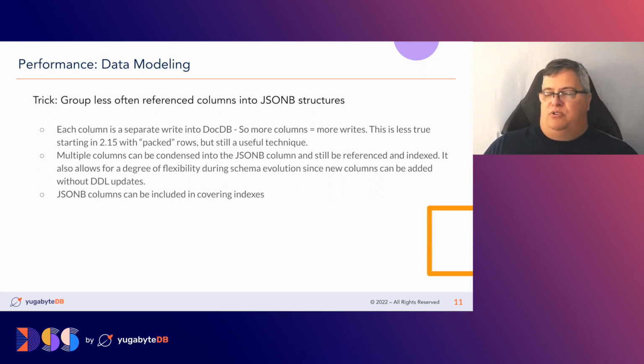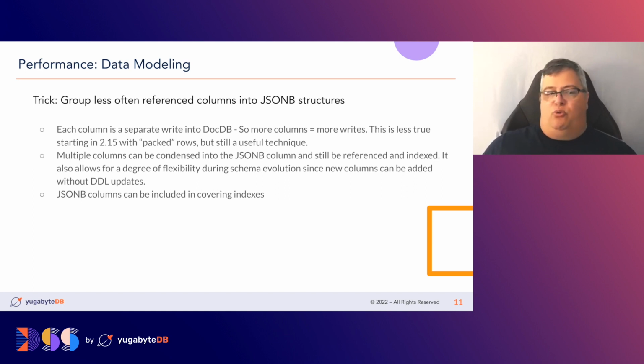to actually do some rework. And so in this case, what we tell people is, try grouping some of your less often used columns in JSON-B structures. This has a couple effects. One thing is that we have to remember that each column is actually a separate write into DocDB. So when you have more columns, if you have tens, hundreds, or thousands of columns, you get more writes for each one, because each one of those columns is a separate key value entry in the storage engine.